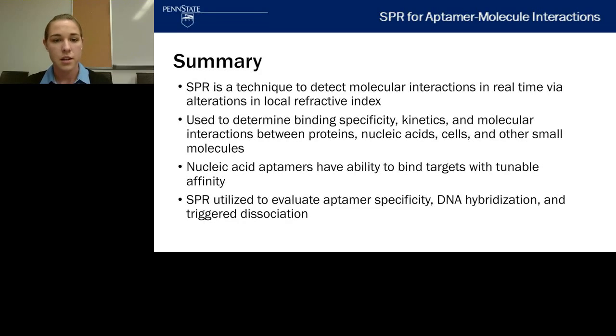So as a summary, today we've talked a bit about how SPR can be used to detect molecular interactions in real time and with no necessary labeling steps. We've also looked at the types of samples that can be used, including proteins, nucleic acids, and other small molecules, and how aptamers can be used to test the binding of targets with tunable affinity. We've also talked a bit about how our lab group uses SPR to evaluate the aptamer specificity, the ability to release aptamers, and how DNA hybridization can be used to form polyvalent aptamers and DNA polymers.